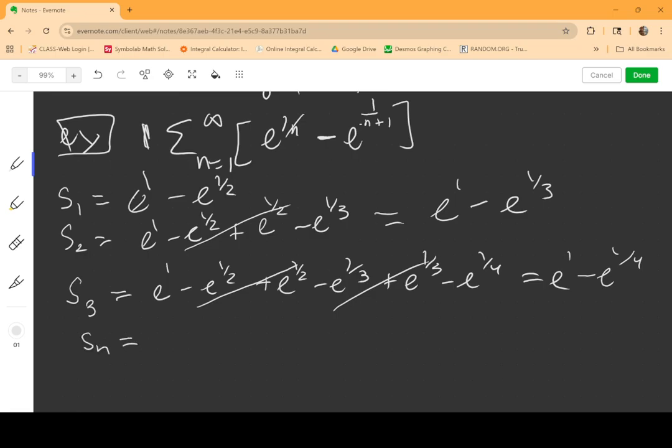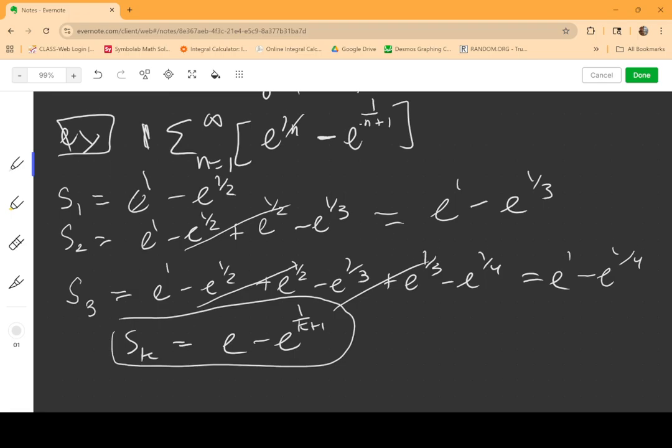All right, so it looks like the kth partial sum here is just e, right? That shows up as the first term, and I'm left with the last term, and the last term is always e to the 1 over k plus 1. You see here for 1, it's a half. For 2 it's 1/3. For 3 it's 1/4. So it looks like this is my formula.